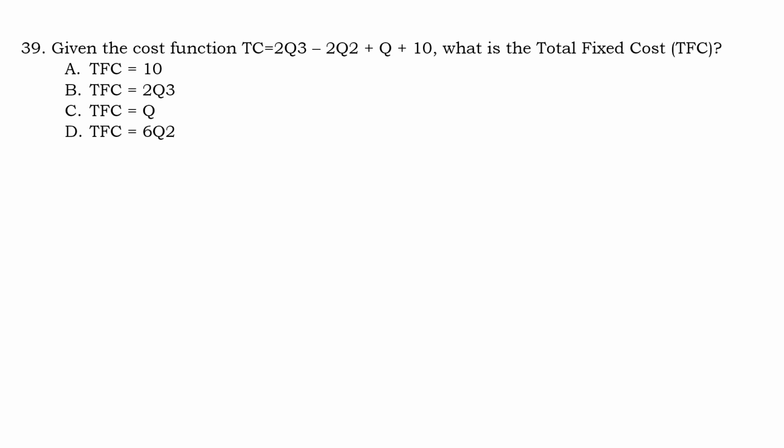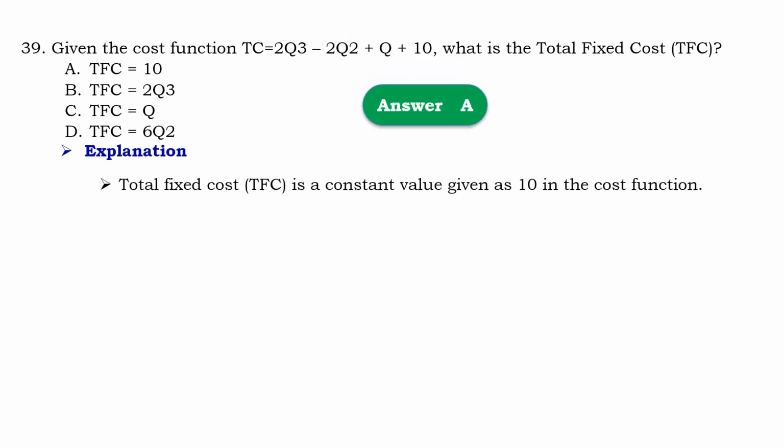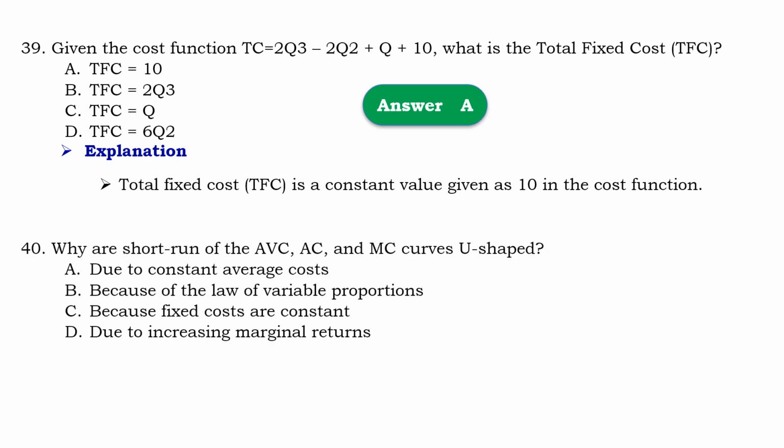Question number 39. Given cost function TC equal to 2q3 minus 2q2 plus q plus 10, what is total fixed cost? That should be 10. This means that total fixed cost is the constant value given as 10 in a cost function.